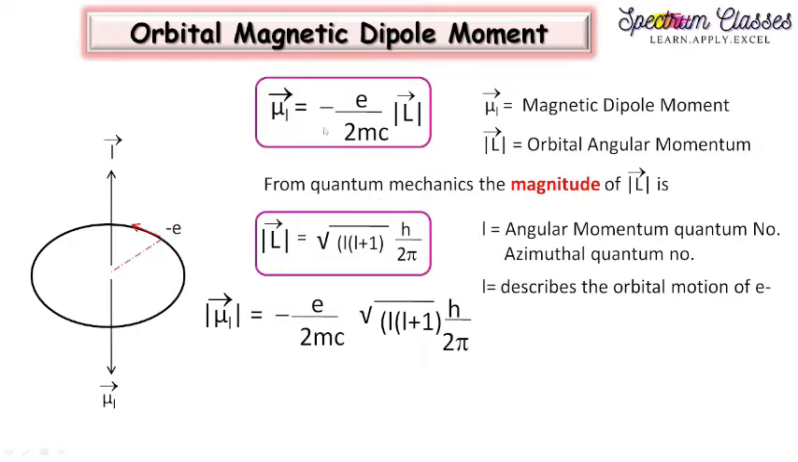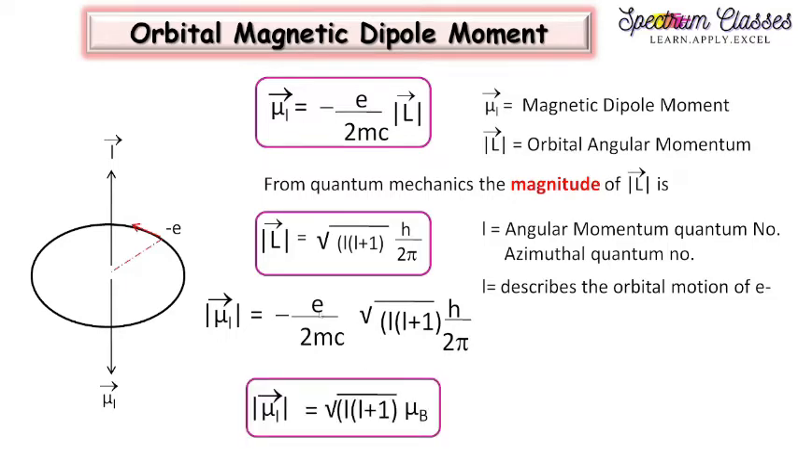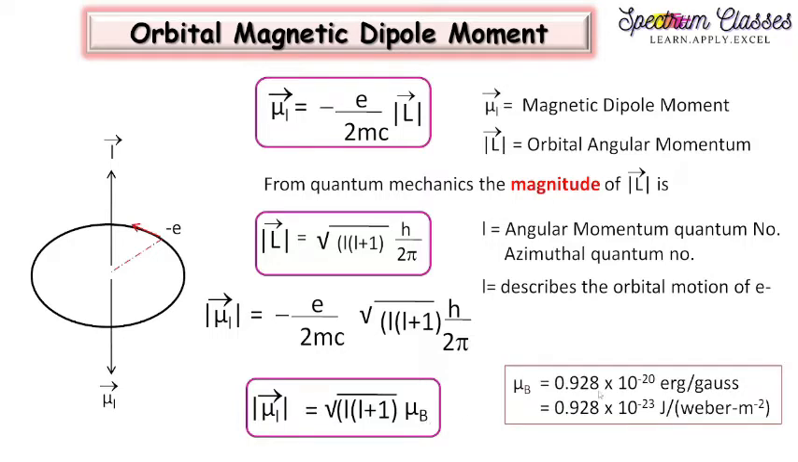On solving this equation, after putting in the vector L value, we will get this, and this eh upon 4 pi mc gives you the Bohr magneton, right? The value of this Bohr magneton is 0.928 into 10 raised to the power minus 20 ergs per gauss. It is in CGS units, and 0.928 into 10 raised to the power minus 23 joules per Weber per meter. It is in MKS units.